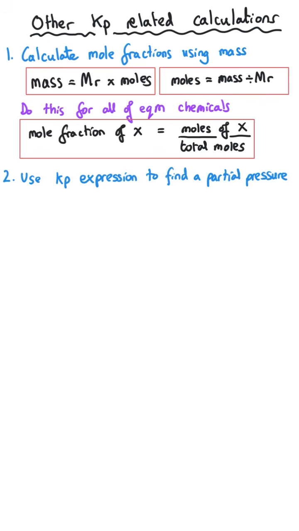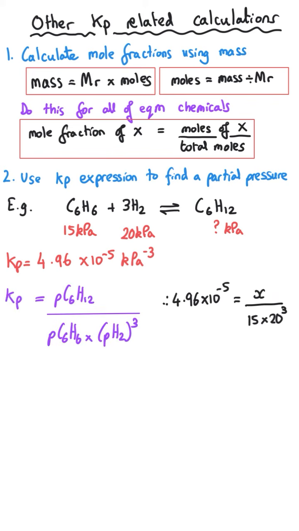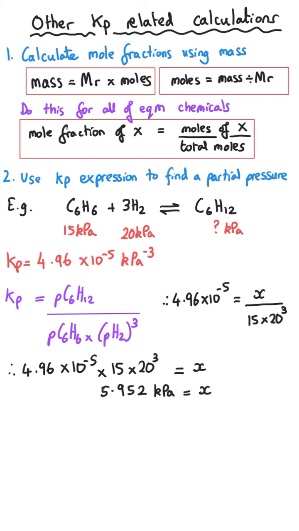Alternatively, we might be asked to use a Kp expression, but you might be given a value of Kp, and you might be asked to solve that equation for a particular partial pressure. And so to do that, you would substitute in all of the numbers that we do know, so that would be the value for Kp and the partial pressures of all of the other chemicals, and then we'd rearrange that and solve for a partial pressure.